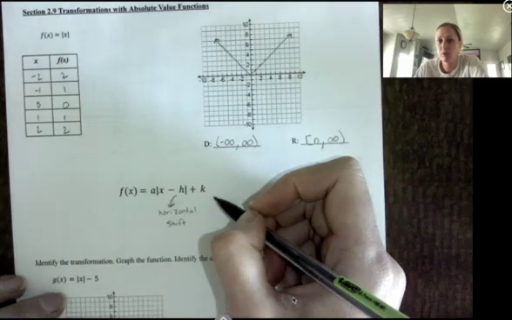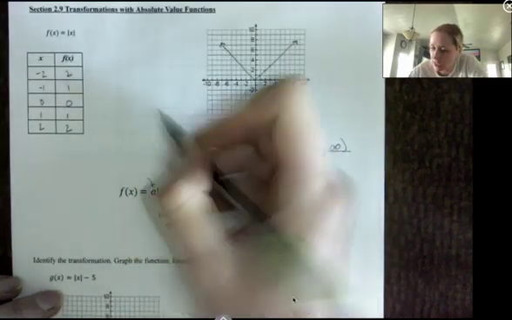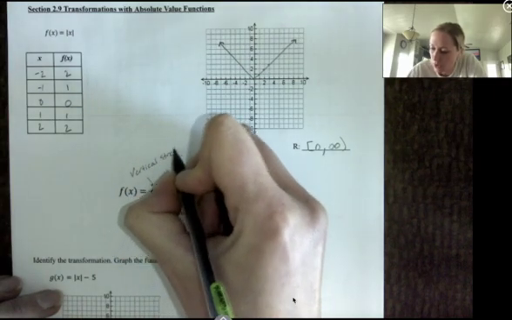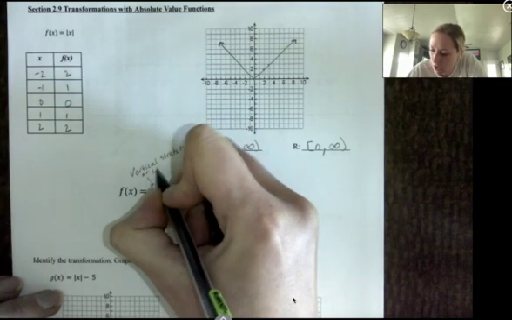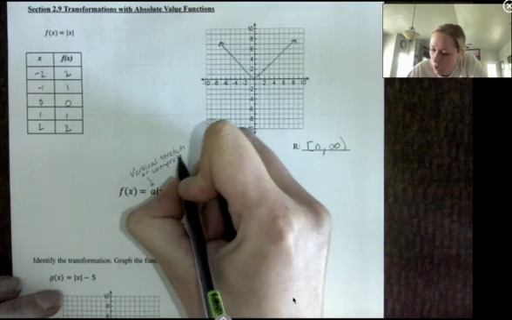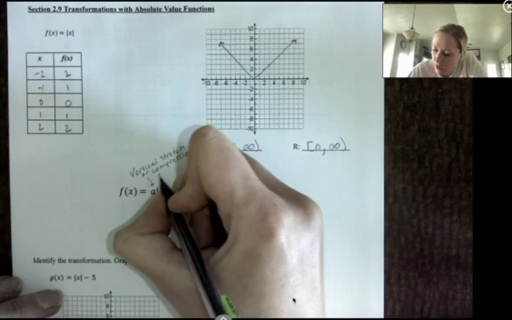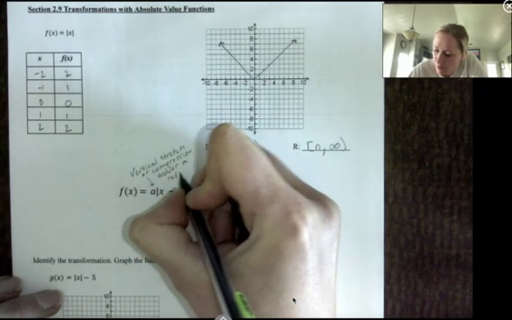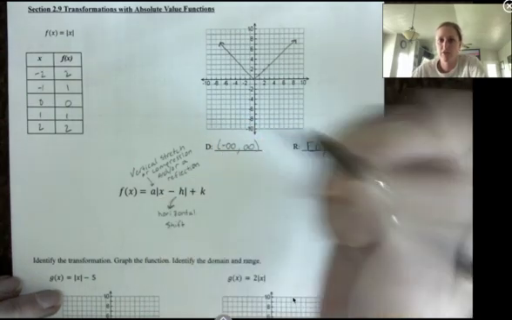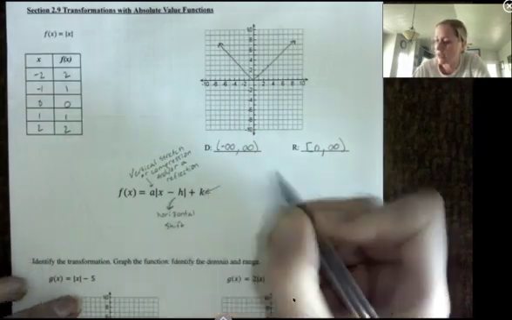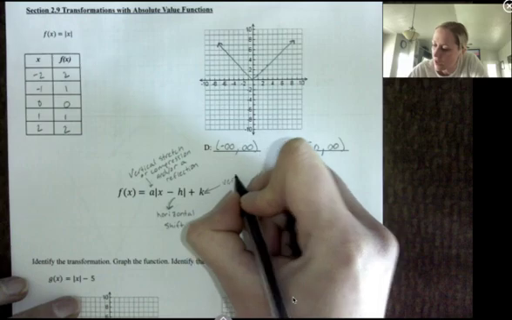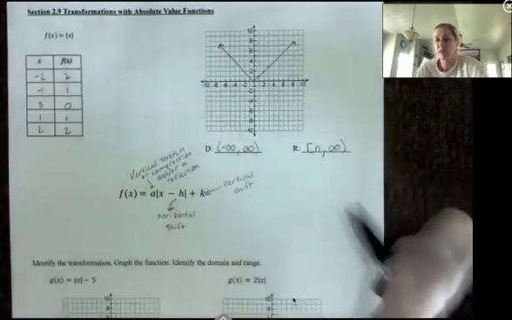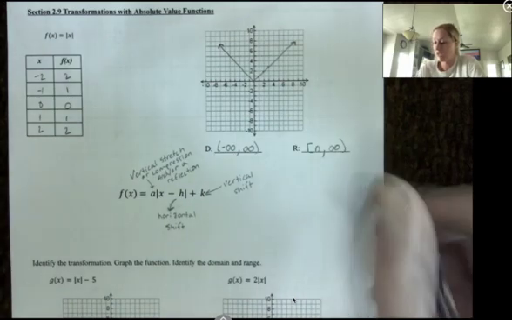Okay, then we move to multiplication, which is a vertical stretch or compression. And this could also be a reflection. So if it's negative, it's a reflection over the x-axis. And then k, the last thing we do is a vertical shift, up or down. And this one is as you would think. So if it's adding 3, it means we move up 3. If it's subtracting 3, we move down 3.